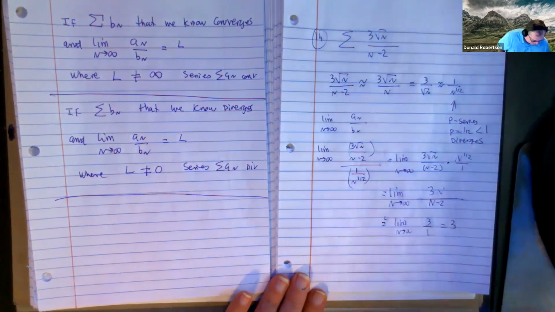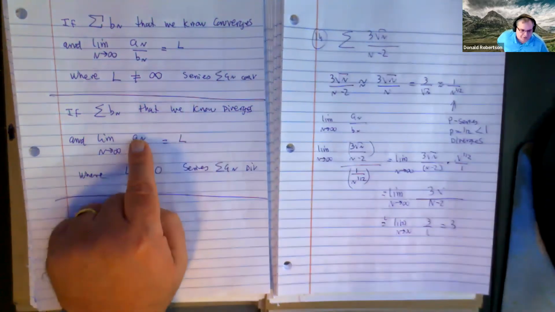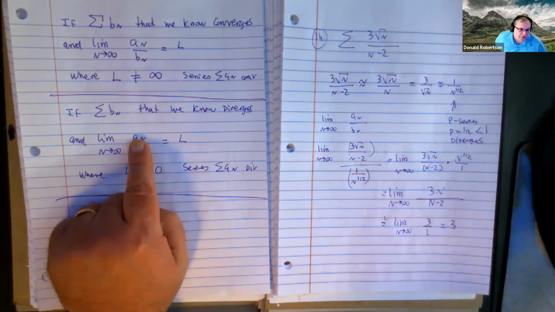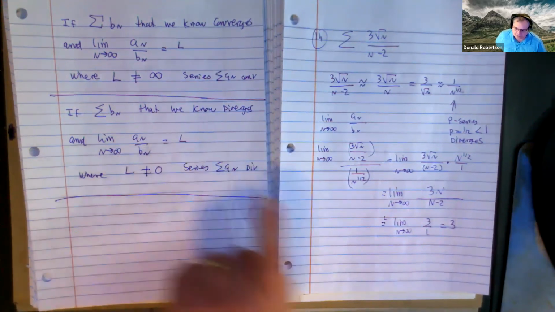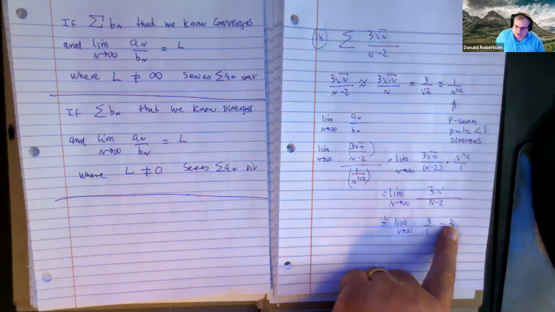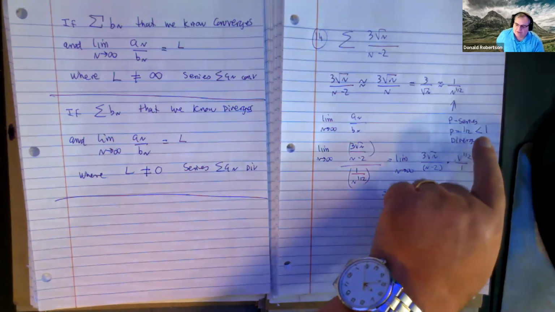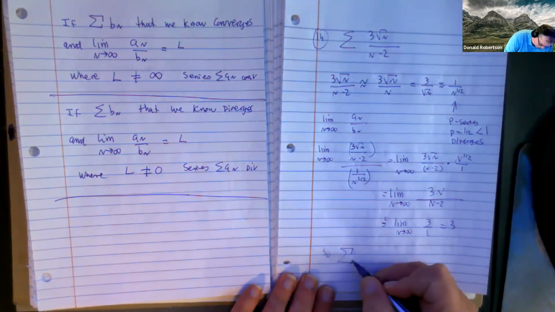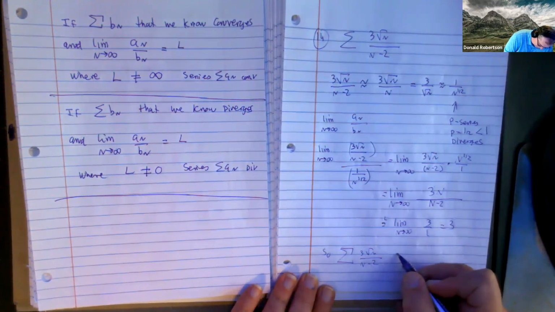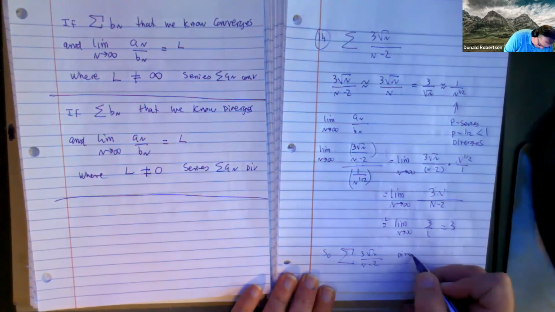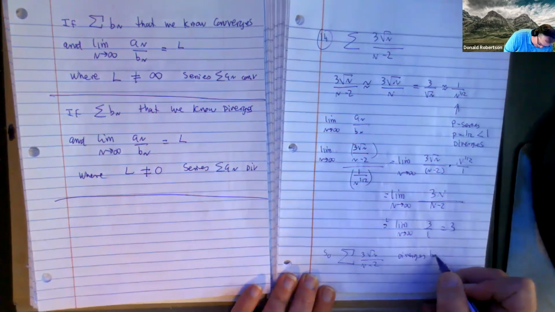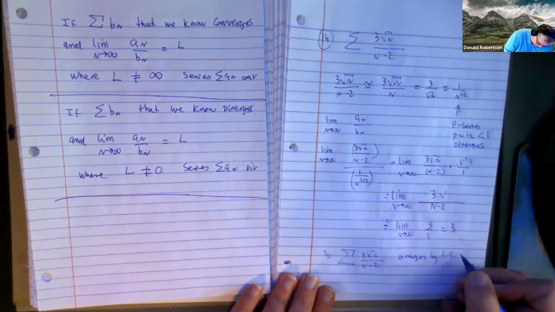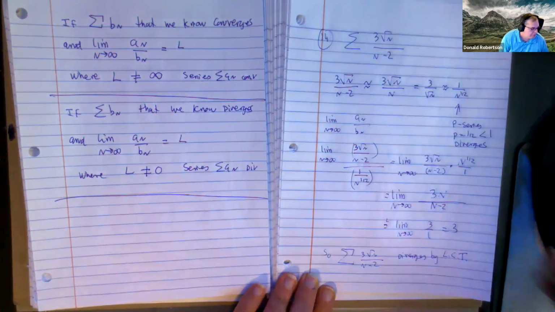It's 3. And so according to this one, the diverging version of the limit comparison test, is my ratio a number that's not 0? Yes, it is. And that means that it diverges. So the original series diverges by the limit comparison test.